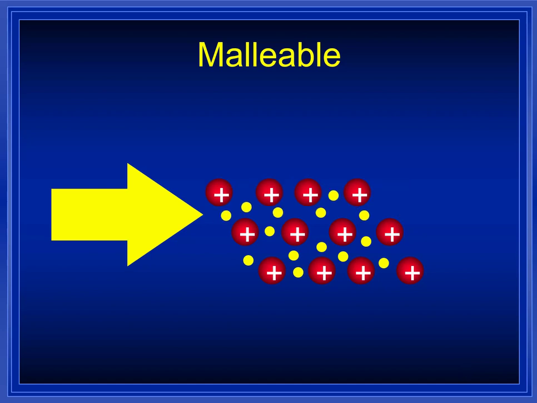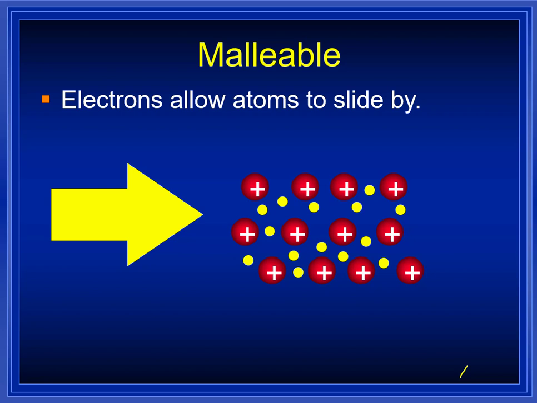The metals are flexible because the electrons can move along with the positive ions. So the electrons allow the atoms to slide by each other. Electrons allow the ions to slide by each other. If I were to squeeze this, push on both sides, the atoms could come together and still keep the electrons in between. Metals bend and squeeze and stretch because their valence electrons are free to move and still hold them together.